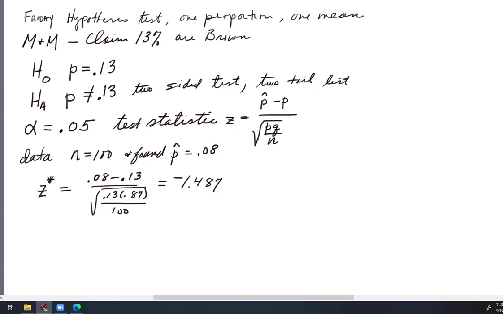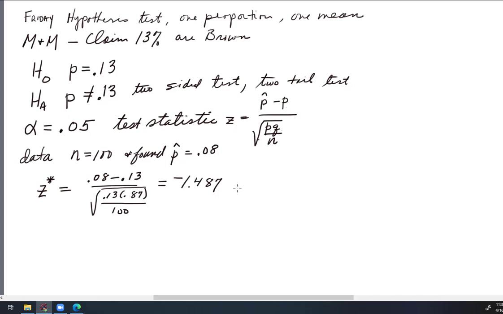Now this is a two-sided test, often called, in fact often by me, a two-tail test. Because if Z star falls in either tail, a lot more than 13%, upper tail, or a lot less than 13%, lower tail, either of those makes me doubt the null hypothesis. So the critical region would be upper tail and lower tail. Any extreme value of p hat makes me doubt the null hypothesis.